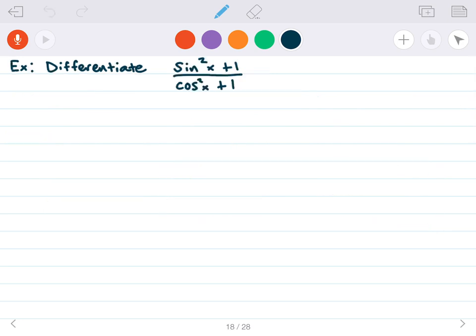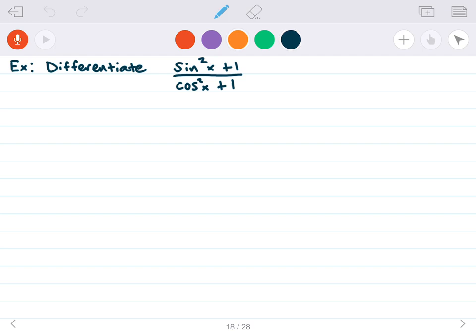Okay, let's do the sine squared x plus 1 over cosine squared x plus 1. So it looks like I am going to have to use the quotient rule, right? Because I have a quotient: sine squared plus 1 over cosine squared plus 1.